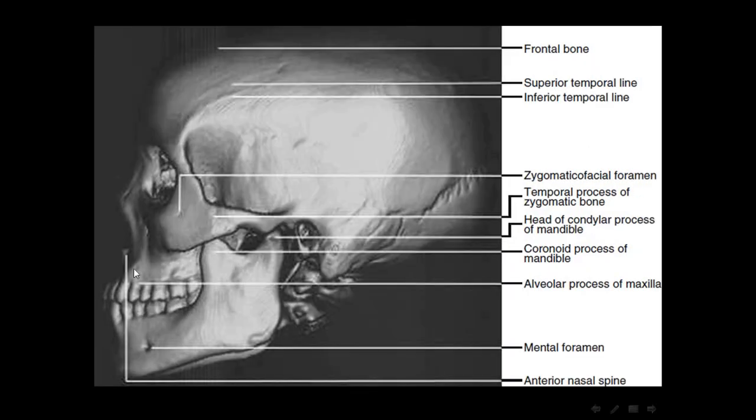This is another image. Here we can see the anterior nasal spine, the maxilla and mandible. This is the temporomandibular joint, temporal fossa, and this projection is the head of condylar process of mandible or mandibular condyle. This is the alveolar process of mandible.